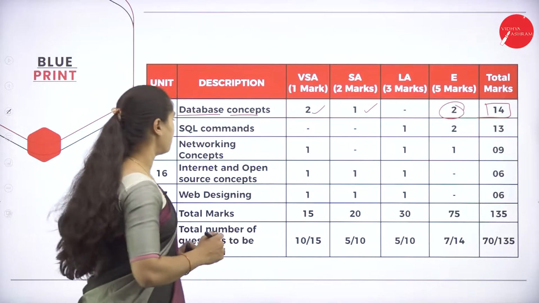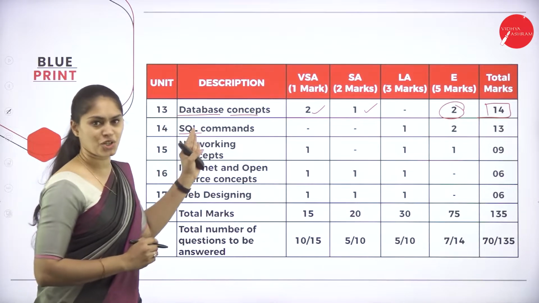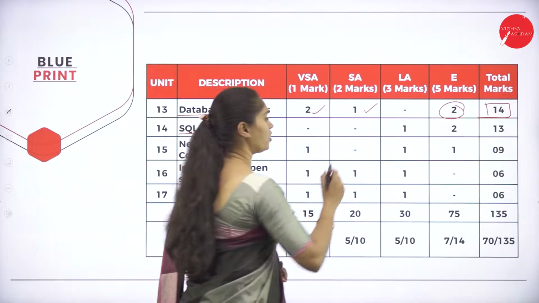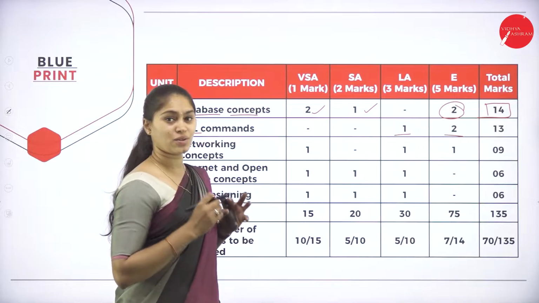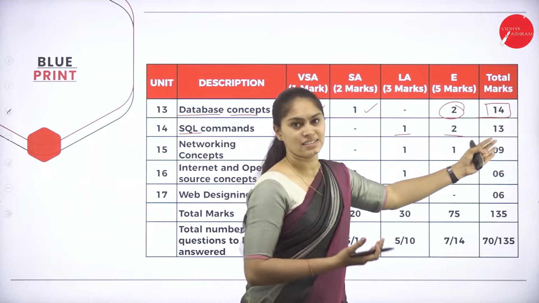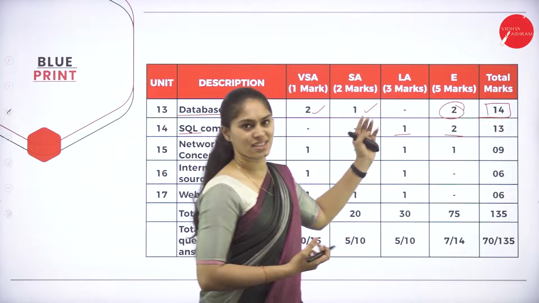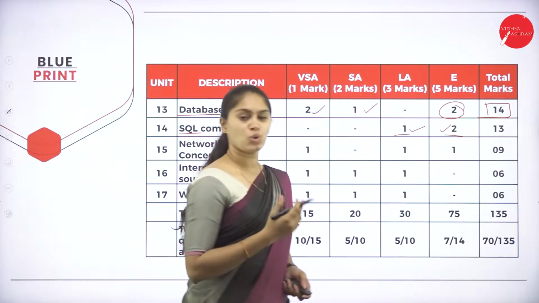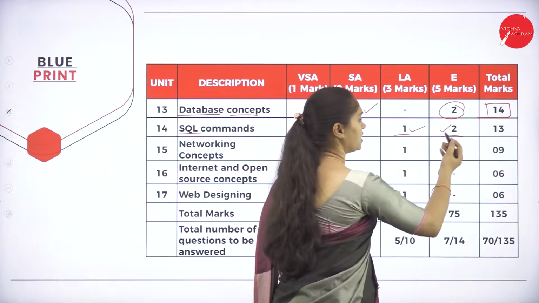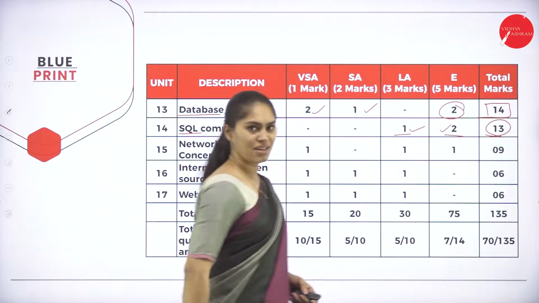We'll see the next chapter, that is chapter number 14, SQL commands. In this you need to concentrate on 3 and 5 mark questions. Here also you are going to get a chance to score 13, that is more than 10 marks in this chapter. So that is 1 question for 3 marks, then 2 questions for 5 marks. So totally you can expect 3 questions and that is for 13 marks.